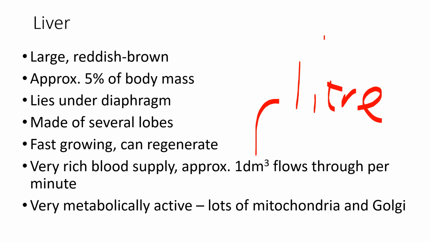And like I said, it's very metabolically active, so therefore it's going to have lots of mitochondria and Golgi. Mitochondria, because obviously it's very active, so it needs lots of ATP from respiration. Golgi and also ribosomes for making all of those enzymes. Your liver makes an awful lot of your enzymes, and so they are proteins. They're going to need ribosomes, and then obviously the Golgi, ER, whatever, to package those proteins and those enzymes.